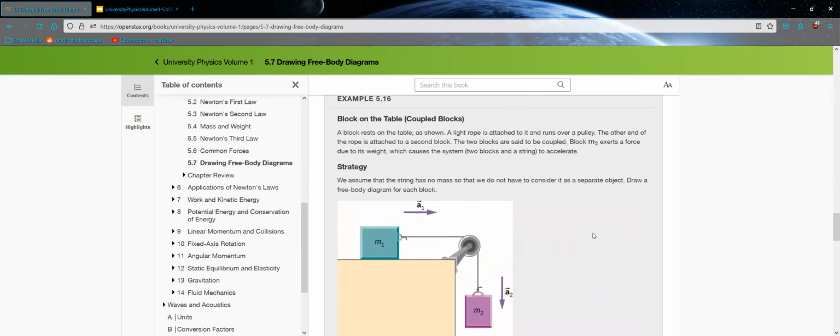Cool. So a block rests on the table, right here, the blue one, as shown. A light rope is attached to it and runs over a pulley, right here. The other end of the rope is attached to a second block. The two blocks are said to be coupled, so they're attached, right? One moves, the other moves. Block M2 exerts a force due to its weight, gravity is pulling it down, which causes the system, two blocks and a string, to accelerate.